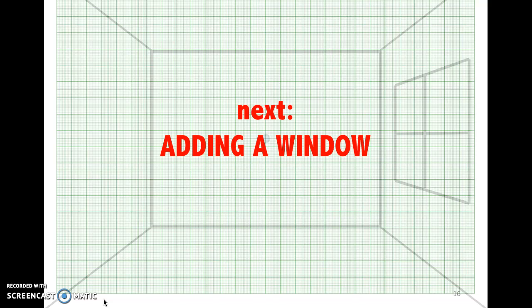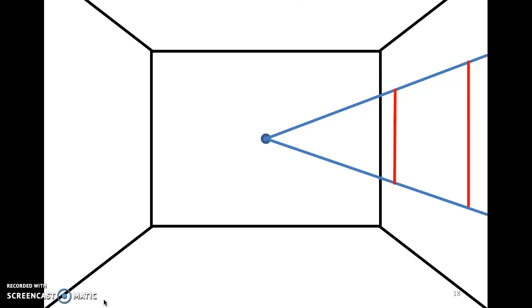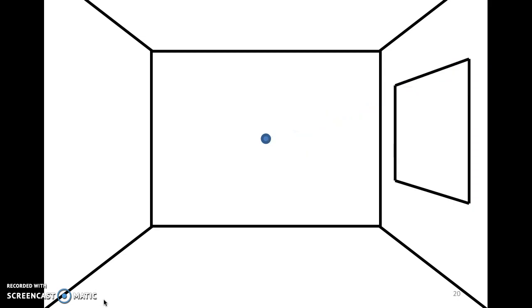So our first object we're going to add is a window. Because your window won't have the side that faces us, we start with the vanishing point lines. So anything on the side walls, you definitely have to use your vanishing point. So you're going to take the vanishing point, angle your ruler up to make the top of the window, and angle it down to make the bottom of your window. After that, you simply put 2 vertical lines, and you get to decide how narrow or how wide you'd like your window to be. You can outline that and erase all of the unnecessary converging lines.